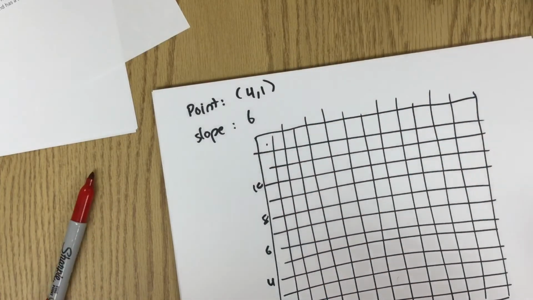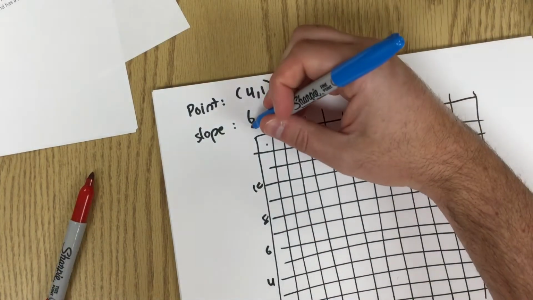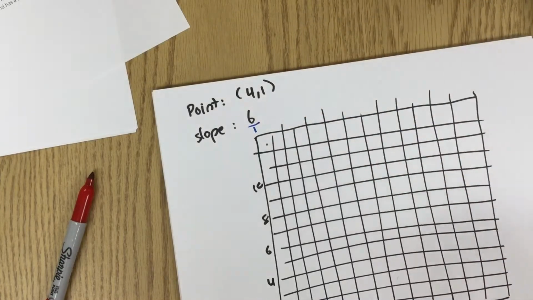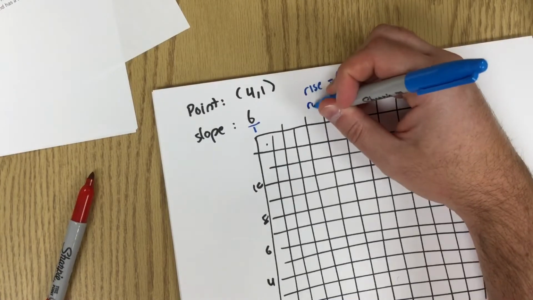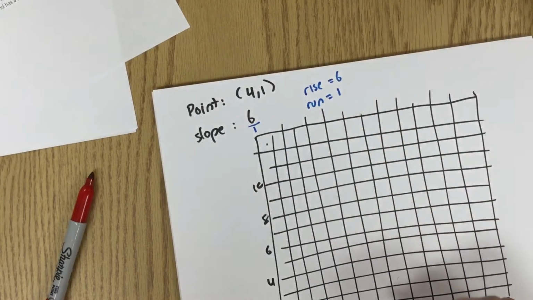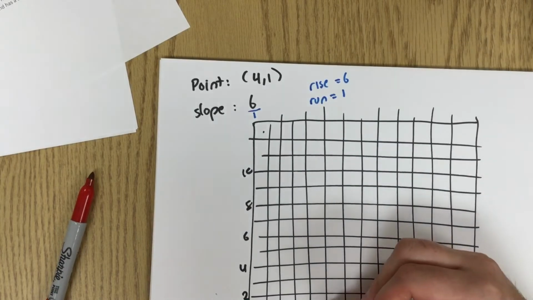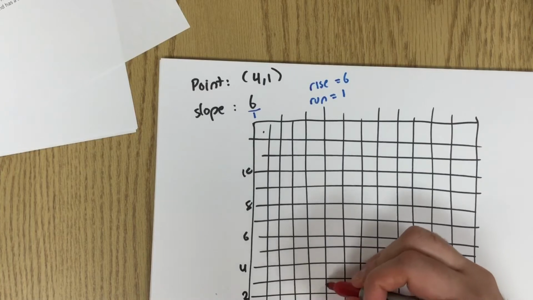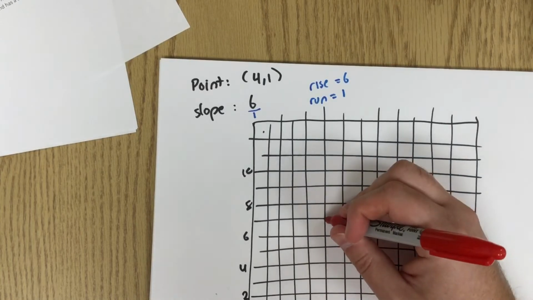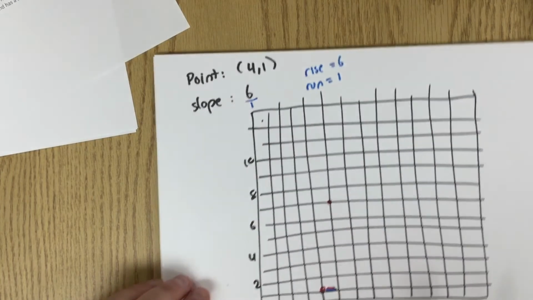Now the slope is 6, so the question is, what's the rise and run? We have to remember that there's an invisible 1 under it. 6 is the same thing as 6 over 1. So the rise is going to be 6, and the run is going to be 1. We run 1, and then we rise 1, 2, 3, 4, 5, 6, and we end up over there.